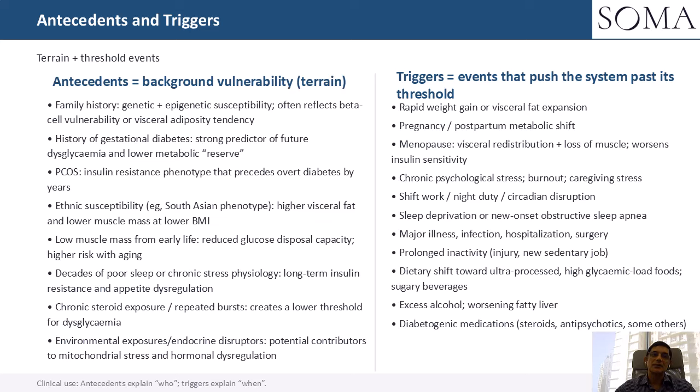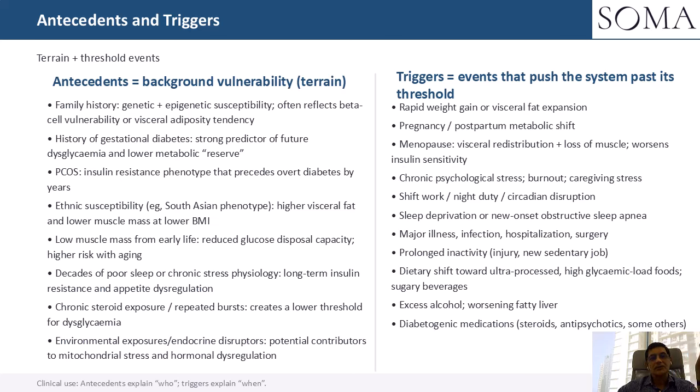Ethnic susceptibility. South Asians, for example, often develop diabetes at lower BMI due to higher visceral fat and lower muscle mass. Other populations have their own risk patterns. Low muscle mass from early life is another antecedent. This is often overlooked. If a person grows up sedentary, under protein and never builds muscle, their capacity for glucose disposal is reduced for life. Early life stress and trauma. Chronic early stress can affect cortisol regulation, autonomic tone, sleep and inflammatory biology, creating vulnerability later.